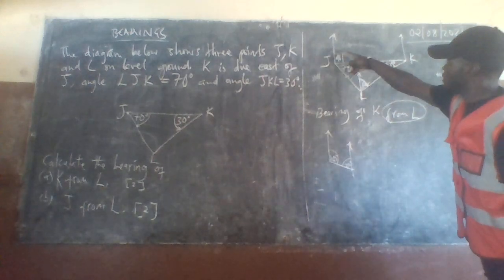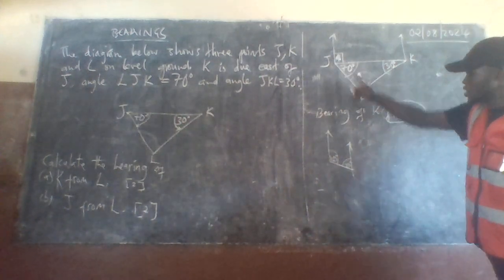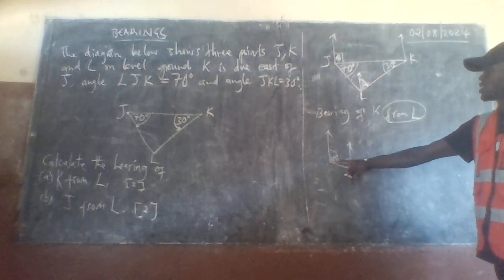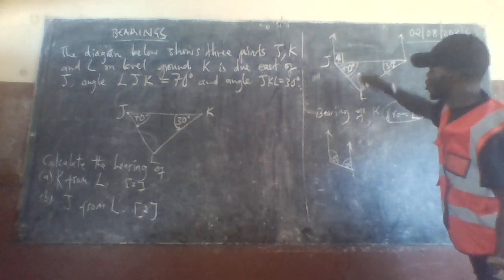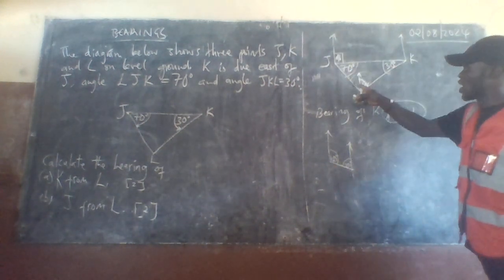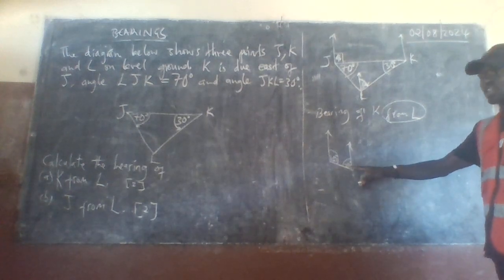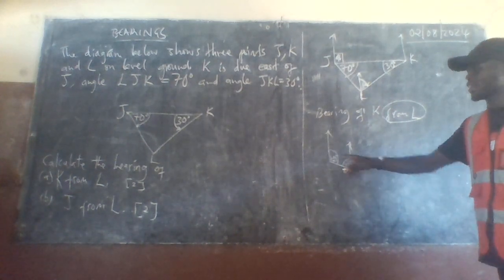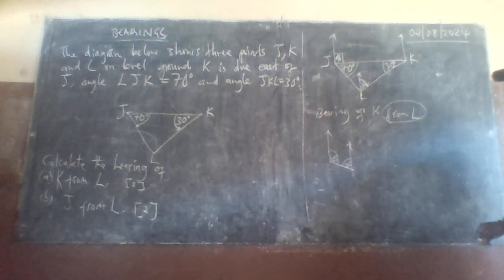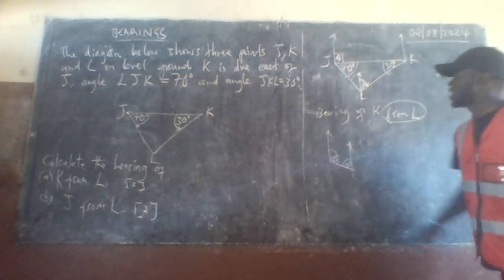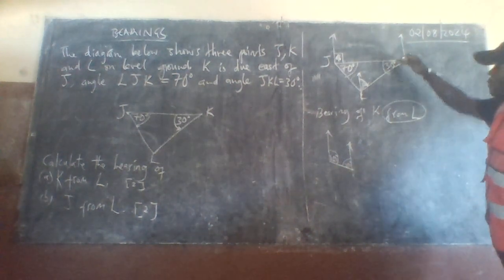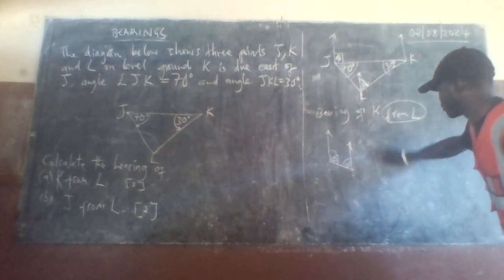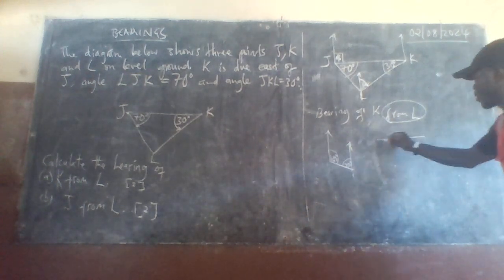So we know this is 90. 90 plus 70 gives us 160. This angle and the 160 are aligned angles, meaning the other one will be 20, so that we get a total of 180. Aligned angles give 180. That is why this is 20. Now we go back to the triangle.